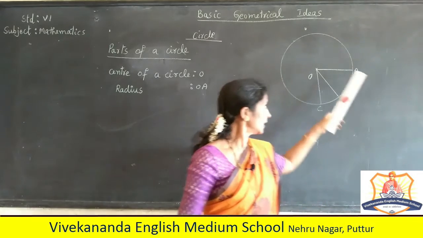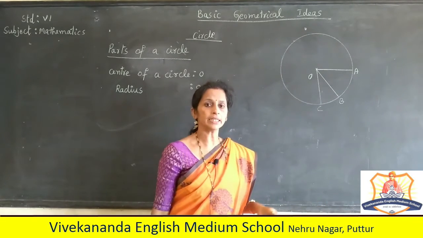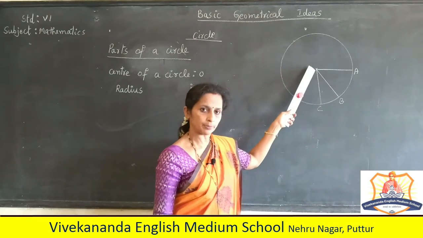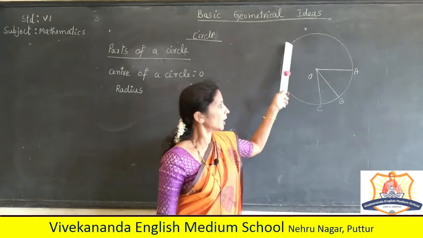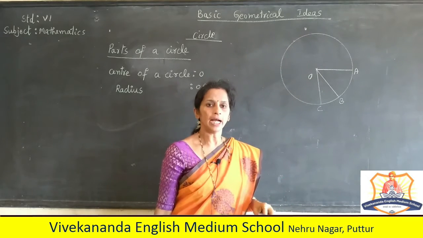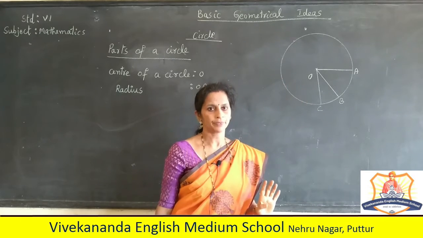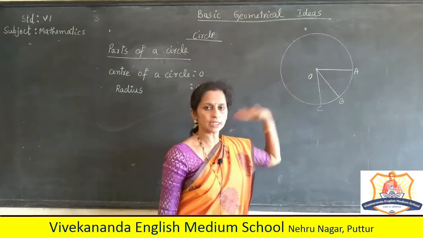The length of the radii in a circle is the same. Now if you join many lines from this fixed point to the circle, you are getting many radii, and the length of all the radii in a circle is the same. So that is the radius of the circle.